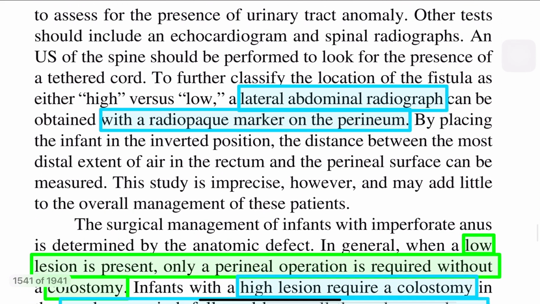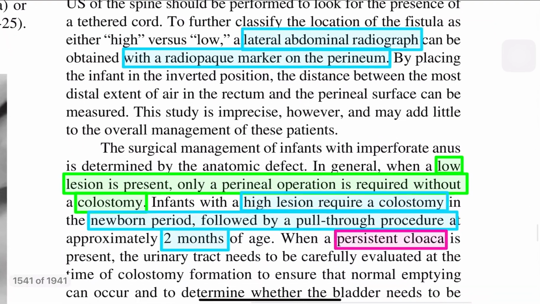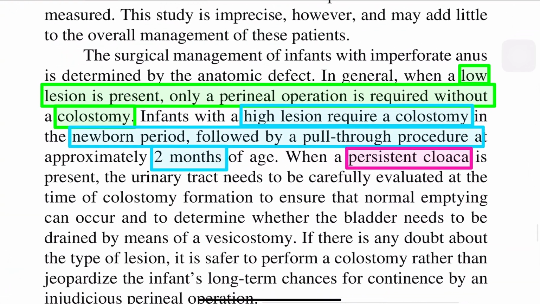A lateral abdominal radiograph is taken with a radio-opaque marker on the perineum. In a low lesion, only a perineal operation is required without colostomy. Already told you, in a low lesion there is no need for colostomy, just do a primary repair. In a high lesion, first you do a colostomy followed by a pull-through procedure at 2 months. In Sabiston it is written 3 to 6 months. We will go with Sabiston.